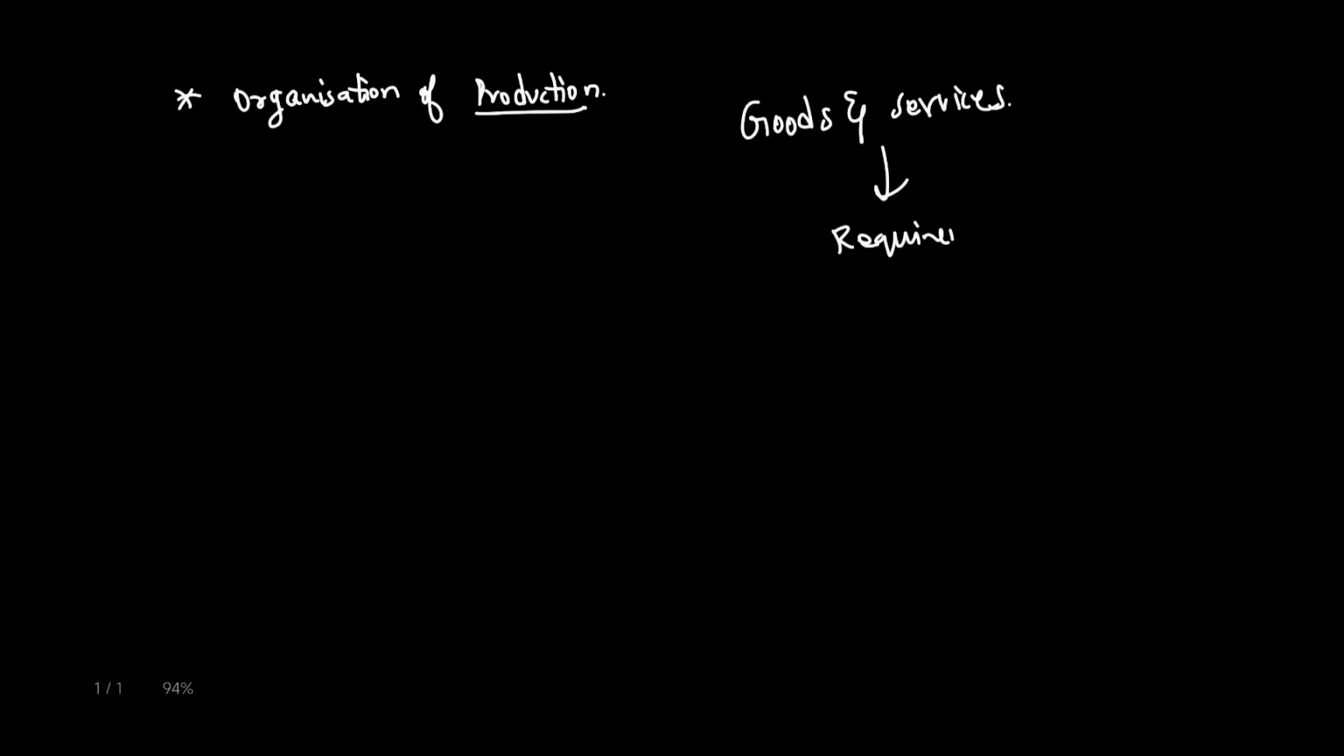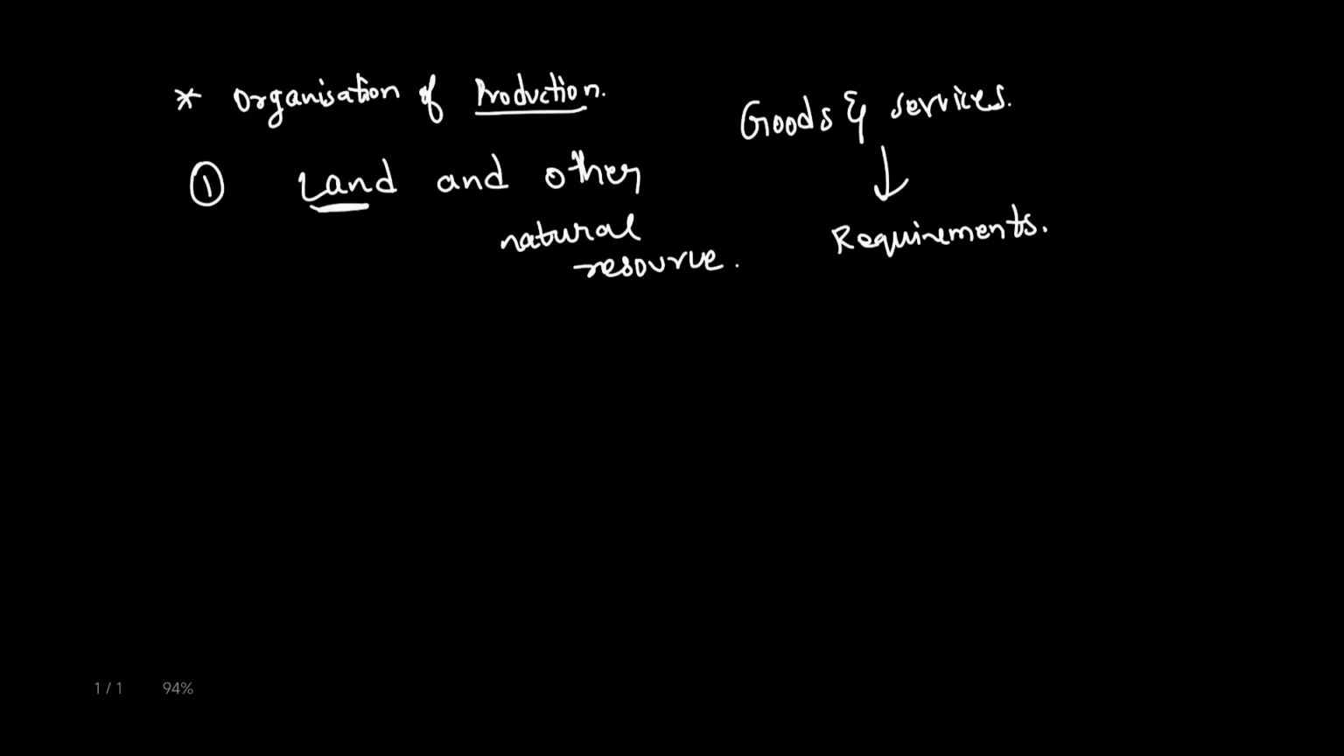Organization of production. So, what do you think are the requirements for the production of goods and services? For the production of goods and services, what do you think are the requirements? The first and main requirement is land, okay, and other natural resources. So one is land, and the second one is in the same category, other natural resources.